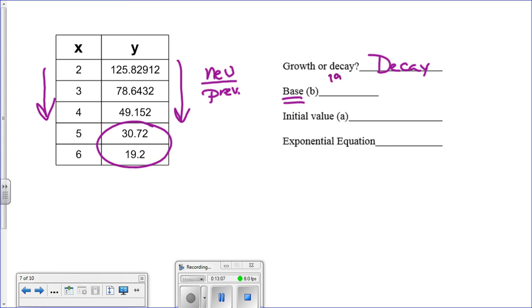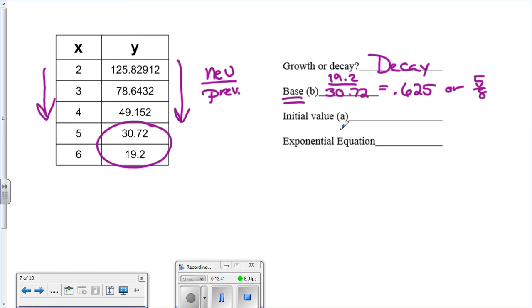So my newer value is 19.2 over my previous value, which is 30.72. So I'm just going to divide that. I've got my calculator here. So I'm dividing that, and I get 0.625. Now, that actually is 5/8. It doesn't matter. I'll use 0.625 just because I think that's the easiest.